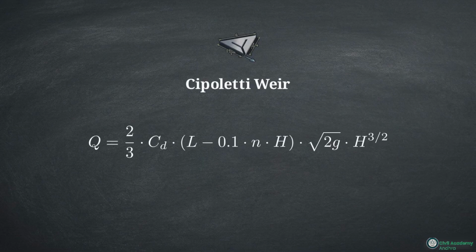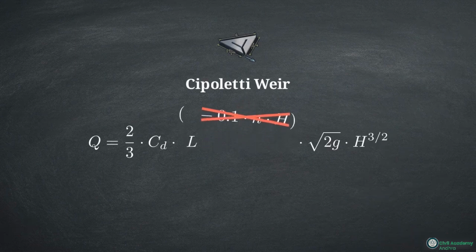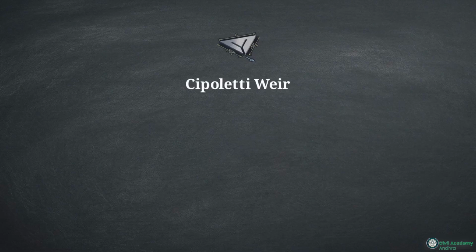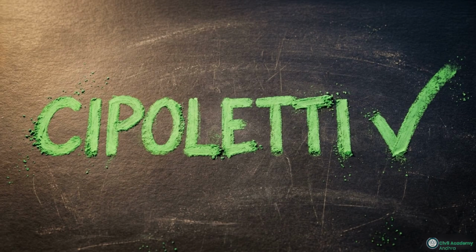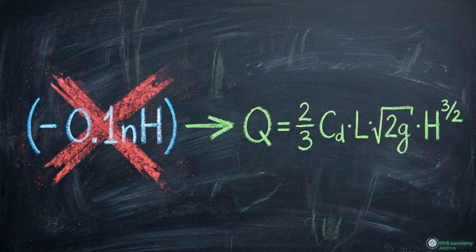So if an exam problem asks you to calculate discharge for a Cipolletti weir, do you apply the Francis correction? The answer is no. You simply use the standard rectangular formula. Spotting the word Cipolletti in a word problem is a free pass. It allows you to skip the tedious subtraction and run your numbers straight through the rectangular baseline.